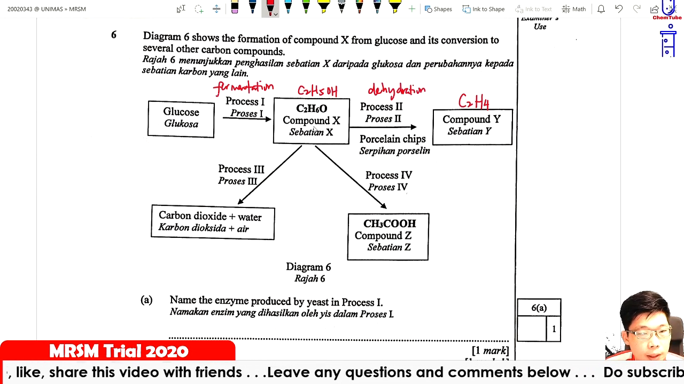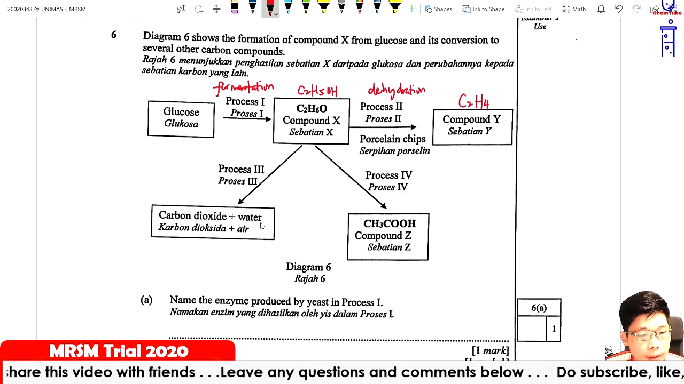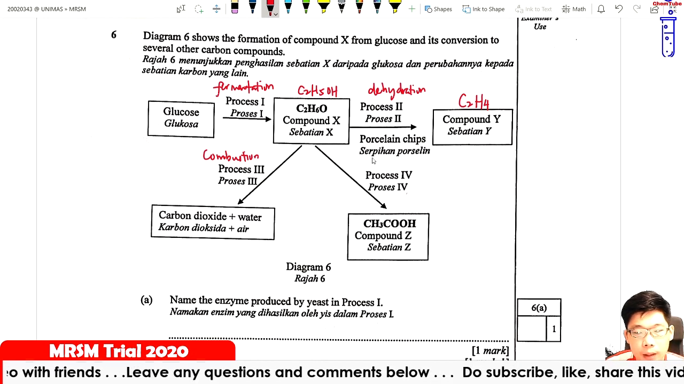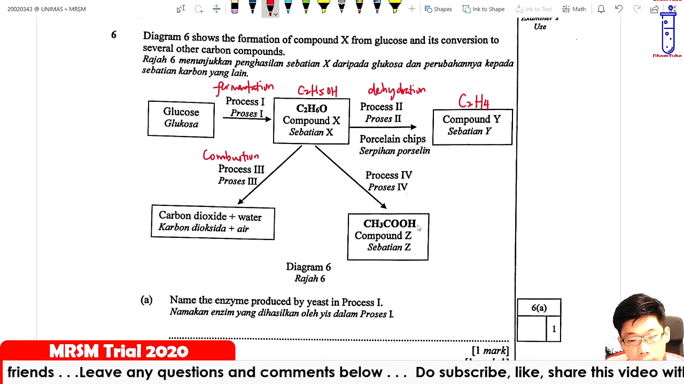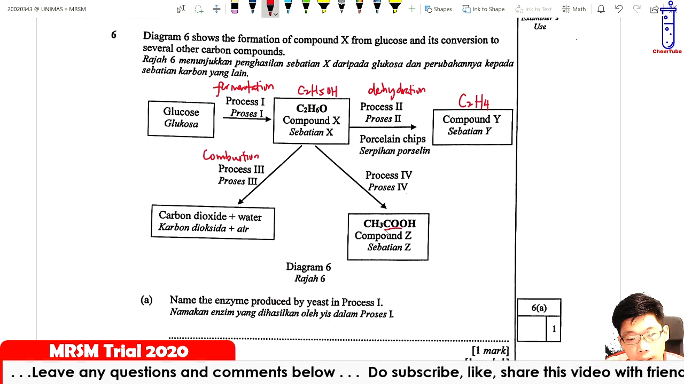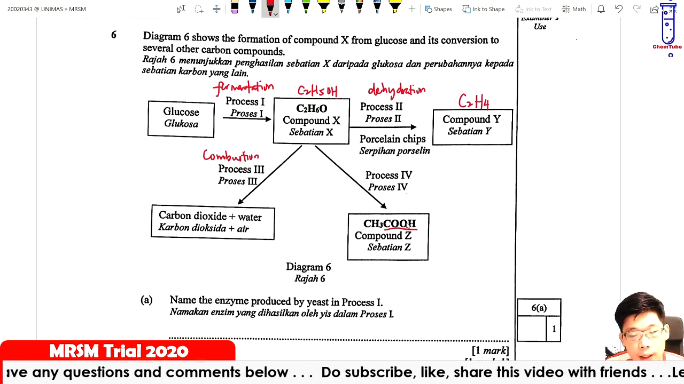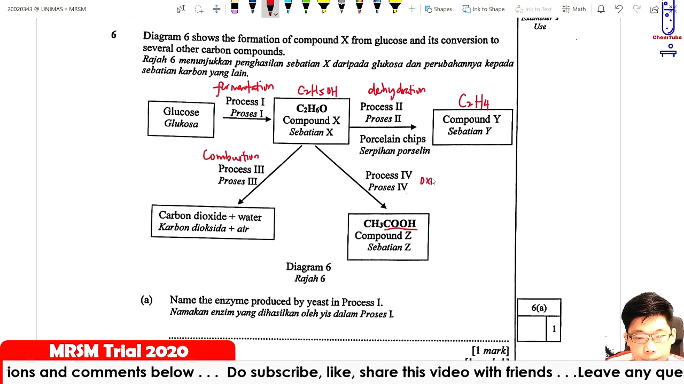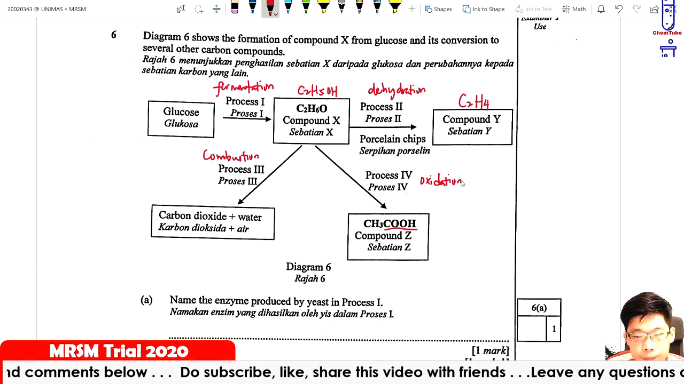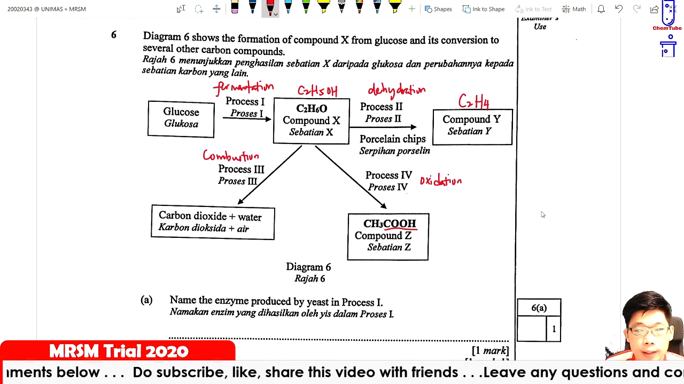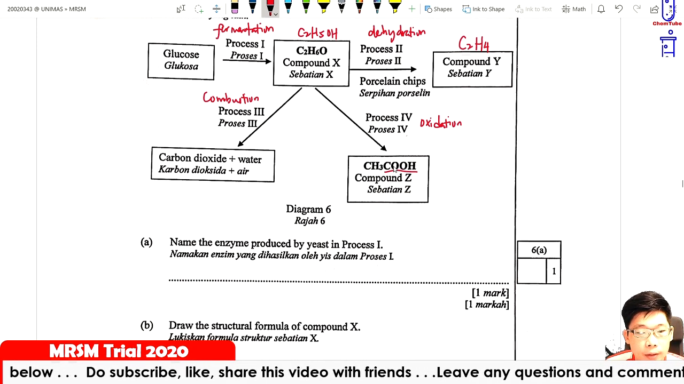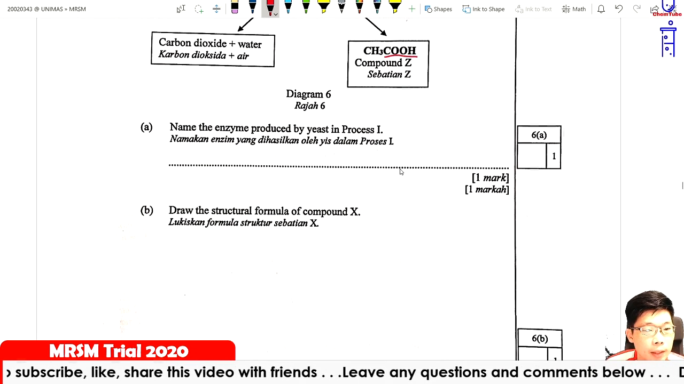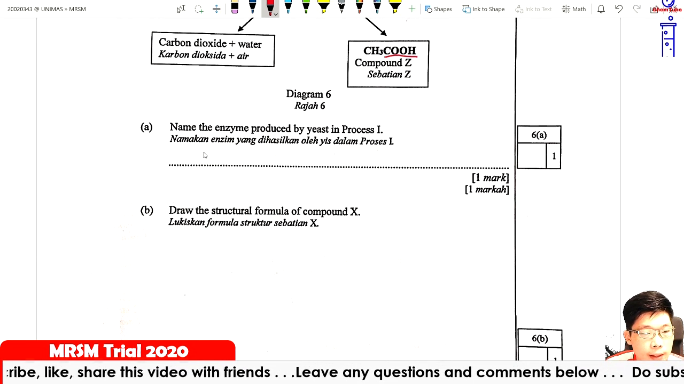Okay, then process 3 produces carbon dioxide and water, so this is a combustion. Then compound 4 has a carboxyl group, so it's a carboxylic acid, so it's oxidation. If you list out all the information, it'll be easier for us to answer the question. Name the enzyme produced in the yeast. So the enzyme will be zymase.